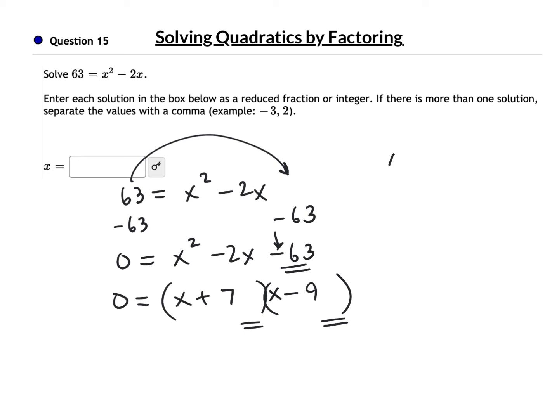The solutions come from what values create 0. That'd be negative 7, because that plus 7 is 0. And 9, because 9 minus 9 is 0.